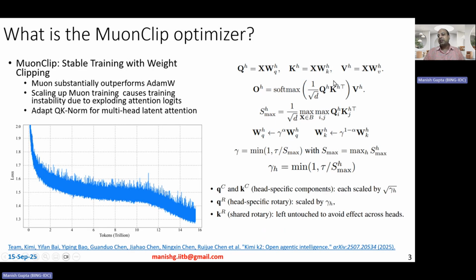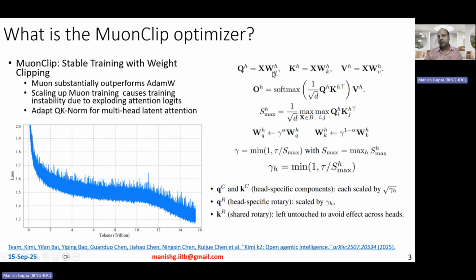And the way the normalization is done is basically you take a batch of instances B, and for those instances B, you compute the max QK value across all the heads. So you look at all the heads, H equal to 1 to H, and you take every pair I comma J, and you figure out the max logit value. And that max value is used for normalization purposes.